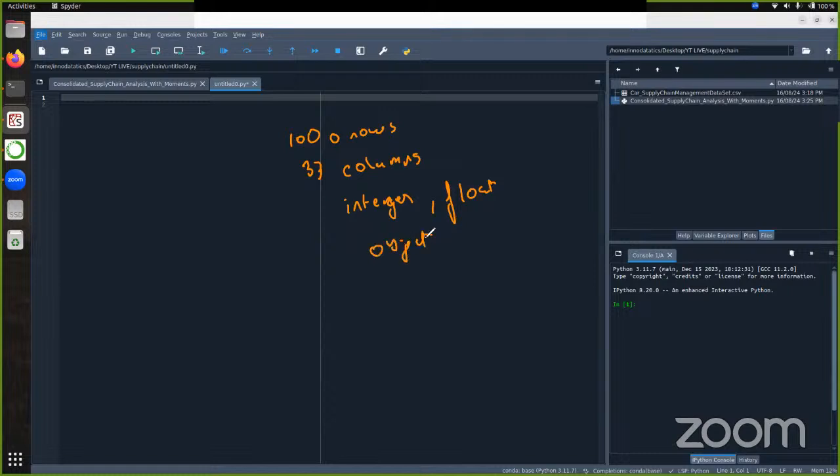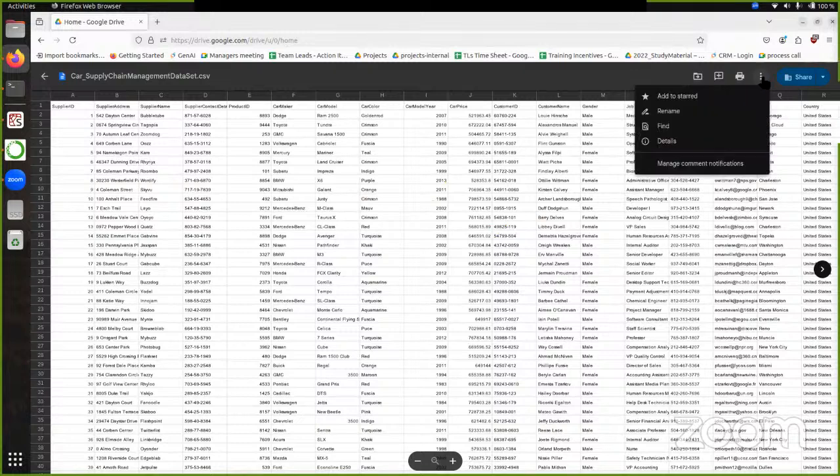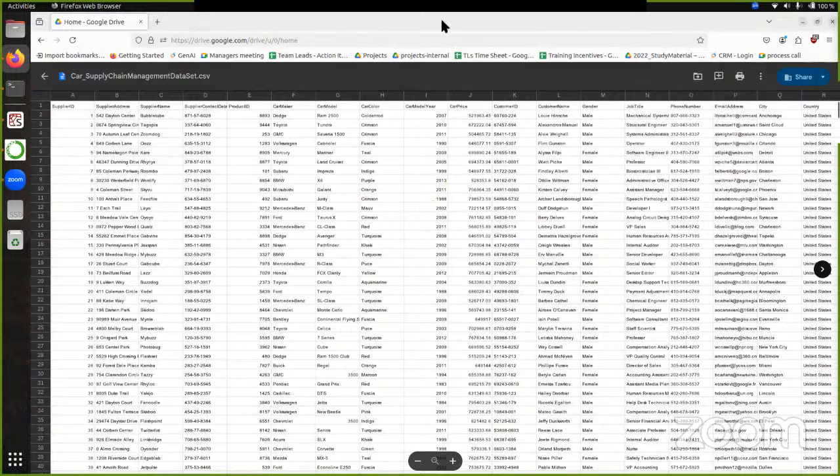Now, what is this object? Object is categorical data. Okay. So let's take a look at the data and let's understand the data first before we do anything else. Now, this is the data that we are dealing with. Okay. So let's see if we can open this data in a different format, which makes it easy for us to understand column by column what is going on here.